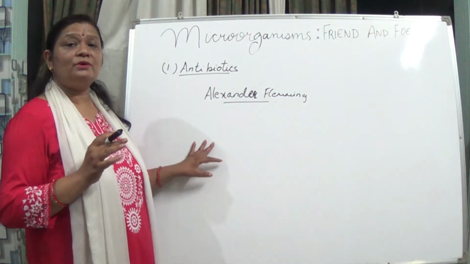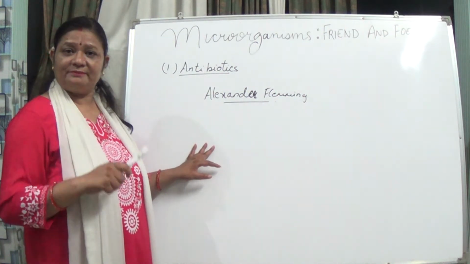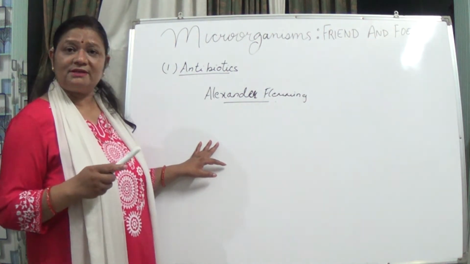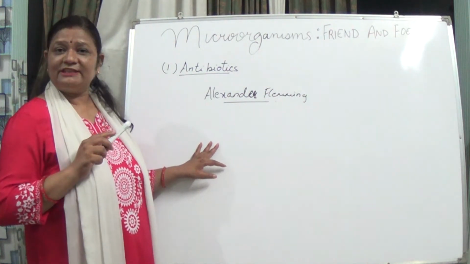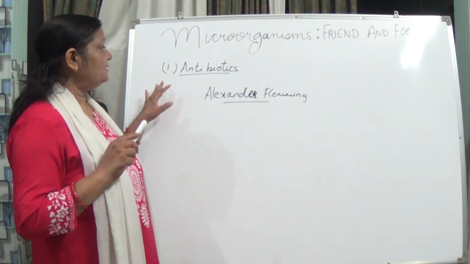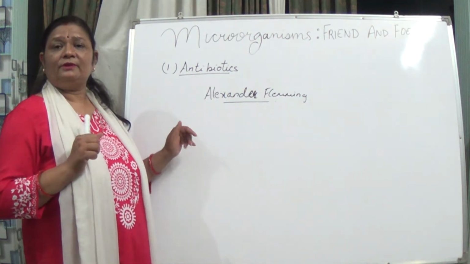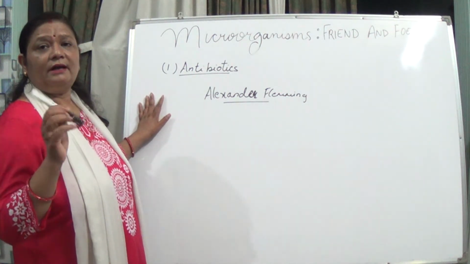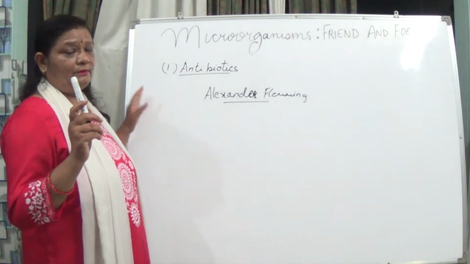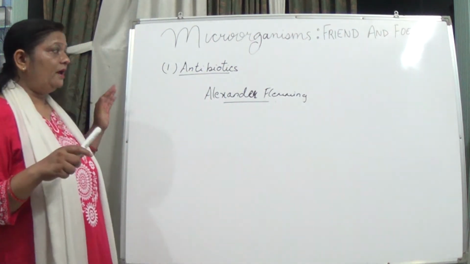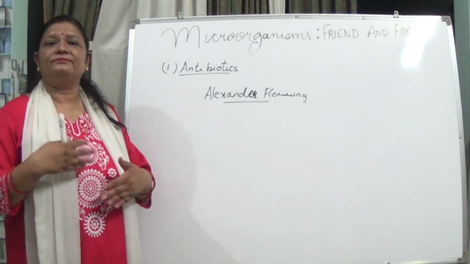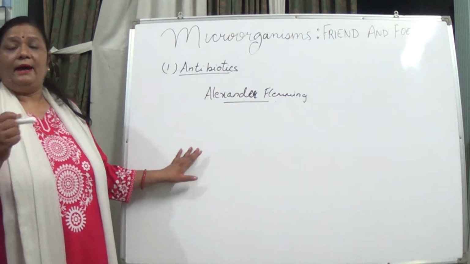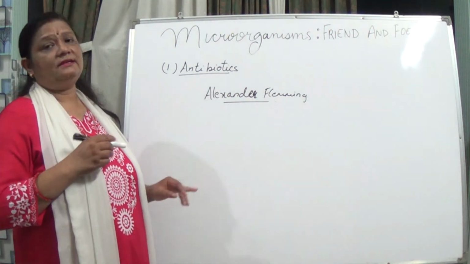So what was the function of this penicillium then? It was used as an antidote for the bacteria which was causing what? The disease. So these antibiotics are used in order to kill and to stop the growth of microorganisms. From there only the phenomenon of antibiotics started. Now, how do these antibiotics work?